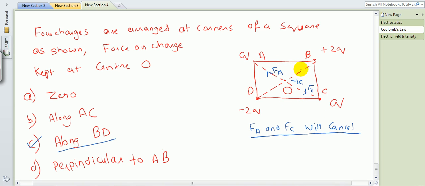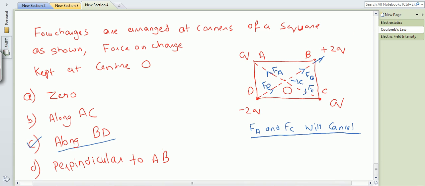Now what will the charge at B do? It will also attract, so FB will be in this direction, and the charge at D will now repel this charge, because it is negative and this is also negative. So you can see the force FD is in the same direction as FB, so again the net force will be along BD, we can say along DB, but as we can see it is along the diagonal. So we can come to the conclusion that the force is along the BD diagonal. So C option is the correct choice.